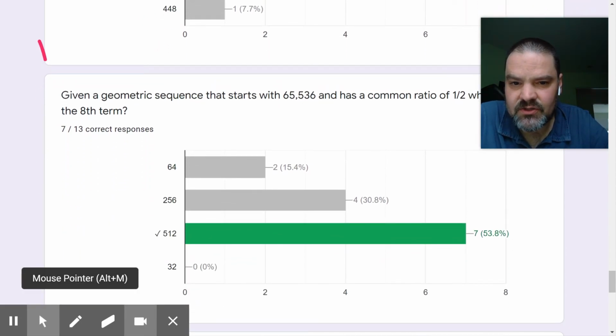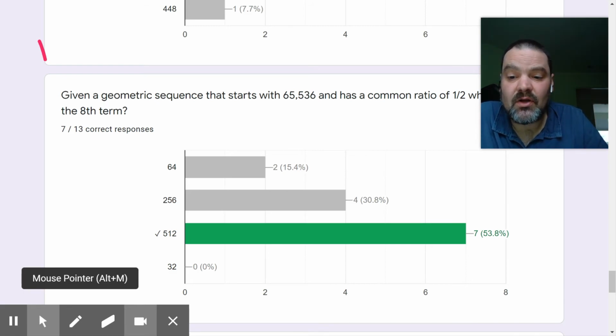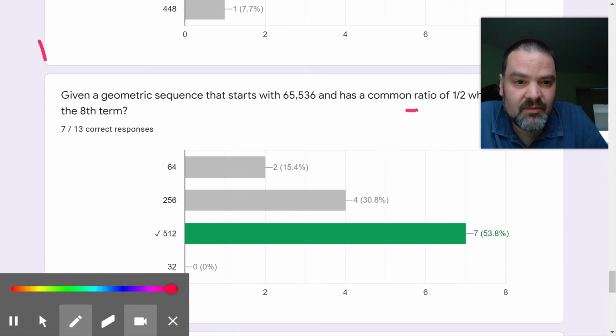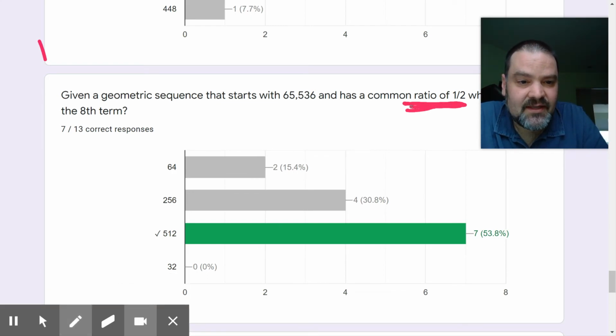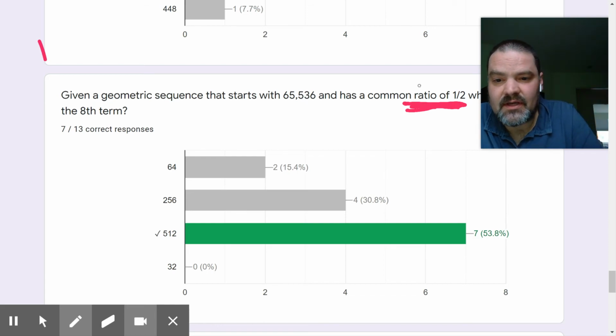Geometric sequence starts with 65,536. That's a big number, but it's going to get small quickly because the common ratio is 1/2. That means I keep multiplying by 1/2. Or in other words, I keep dividing by 2. Keep multiplying by 1/2 or dividing by 2.